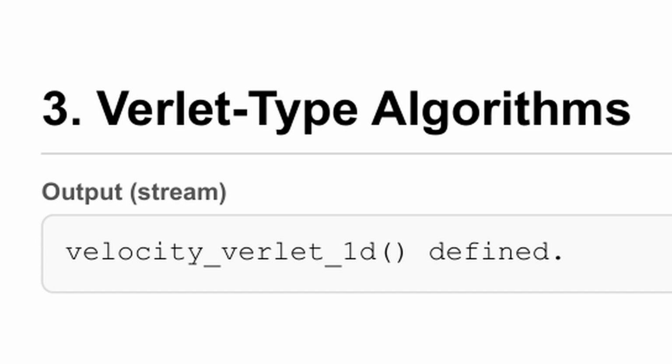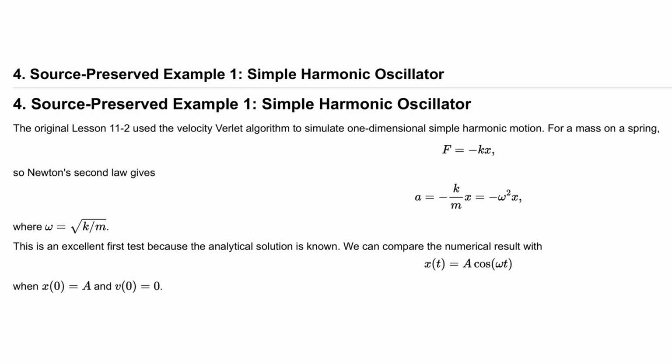This code block sets up our physical constants for the simple harmonic oscillator and defines the specific acceleration function. We then call our velocity-Verlet function, calculate the exact analytical solution for comparison, and prepare a plot to visualize how closely our simulation matches the exact trajectory.